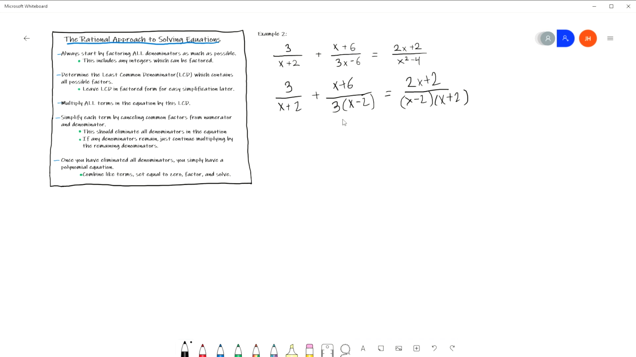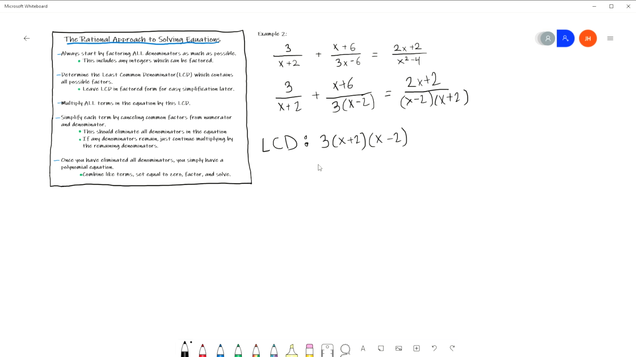So let's try to figure out what is our least common denominator, right? We need to determine the least common denominator. Well, I can see I need a factor of x plus 2. I need a factor of 3. And I need a factor of x minus 2. I need a factor of x minus 2, but I already have it, so I am actually good on that one. I need a factor of x plus 2, but I already have it. So this is my least common denominator here. So what I'm going to do is I'm going to multiply this to every single term.